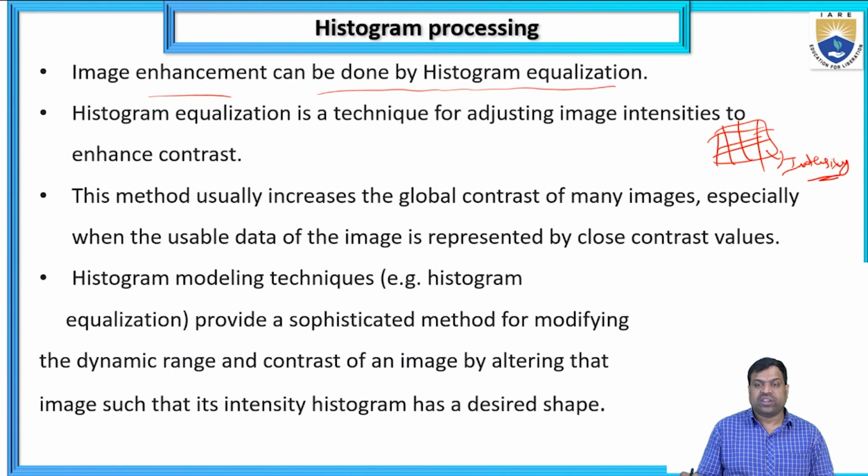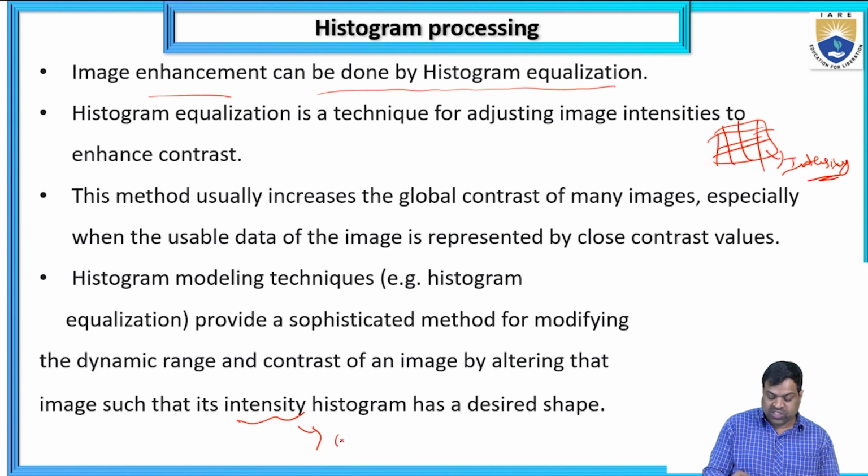Histogram modeling technique is nothing but a histogram equalization, which provides a sophisticated method for modifying the dynamic range and contrast of an image by altering that image such that its intensity histogram has a desired shape. So intensity is changing. That is a histogram equalization. So when we are increasing the width, the contrast is increasing.